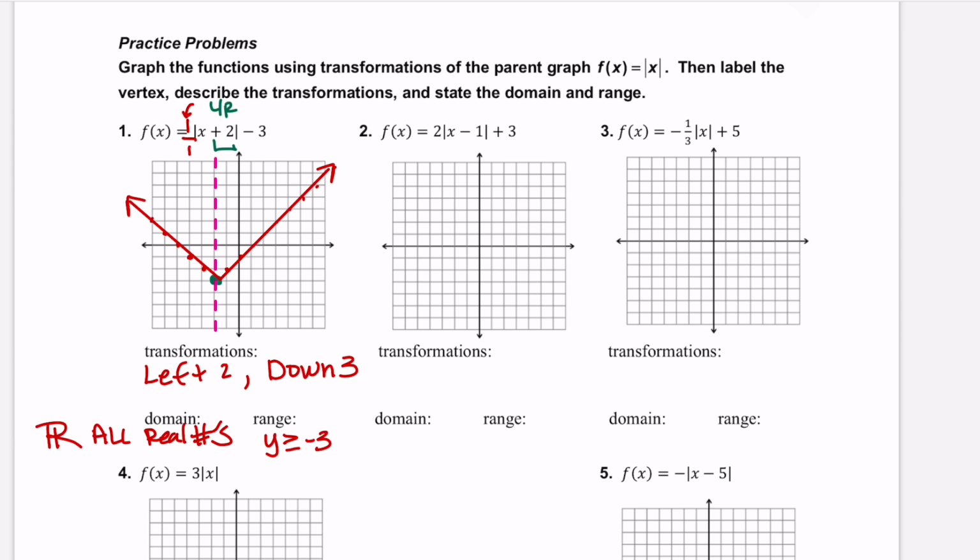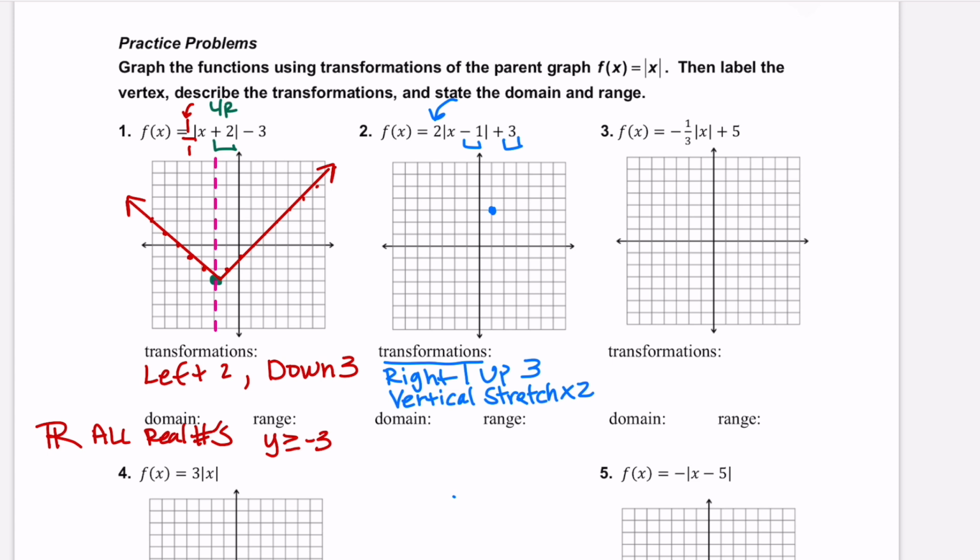Now let's look at our transformations. For our transformations, this -1, remember that's the left-right shift. It always does the opposite of what you think it's going to do. It's in the -1, so we would do the opposite, which is +1. +1 is going to go to the right, so we're going to say right 1. And the +3 is going to go up 3. So right 1, up 3. And we're going to put a point there. There is also a 2 in the front. That is going to be a vertical stretch.